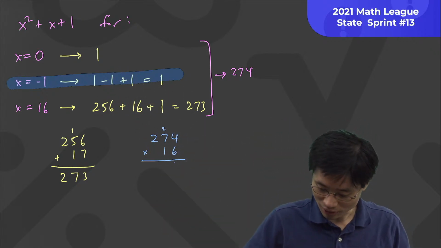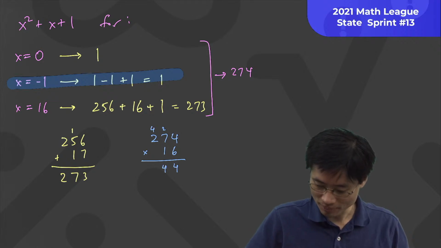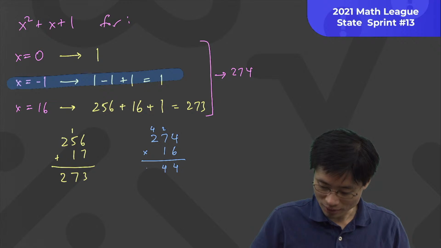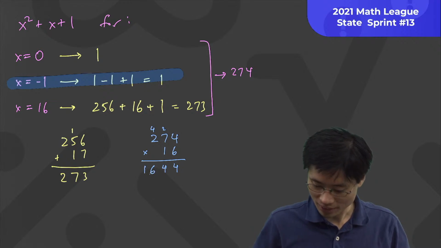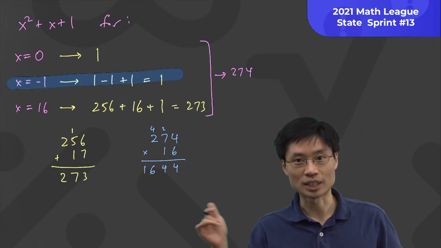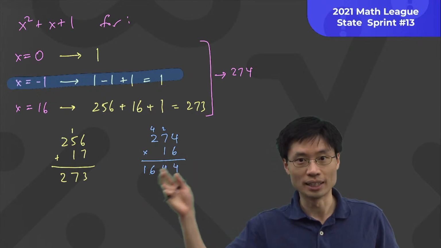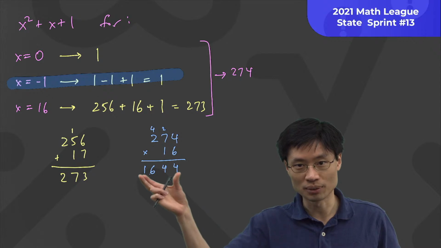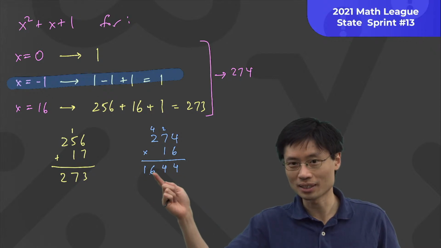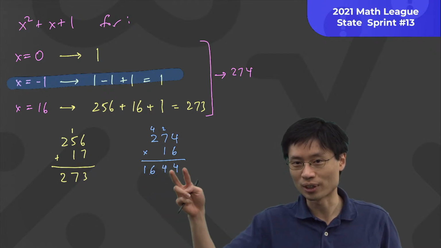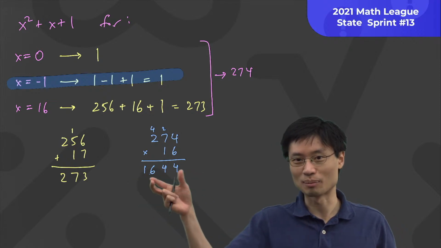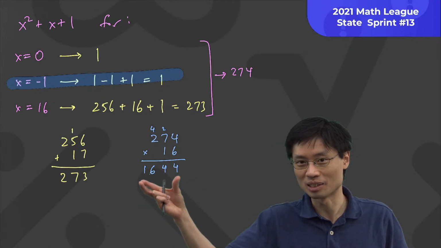6 times 4 is 24. 6 times 7 is 42, plus 2 is 44. 6 times 2 is 12, plus 4 is 16. Do I believe that? Let me show you how I quickly check. If I multiply 274 by 6, 6 is a multiple of 3, therefore I expect this to be a multiple of 3. 1, 4, and 4 add up to 9, so the sum of the digits is a multiple of 3. I haven't made an obvious mistake yet.